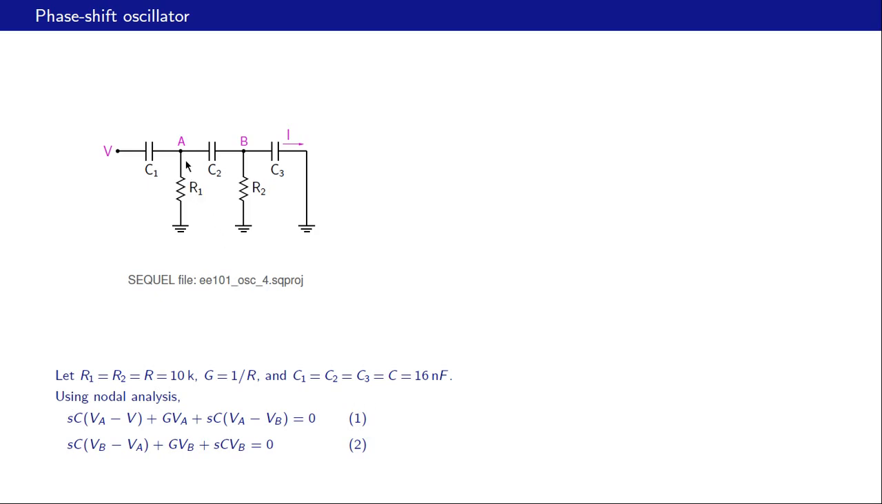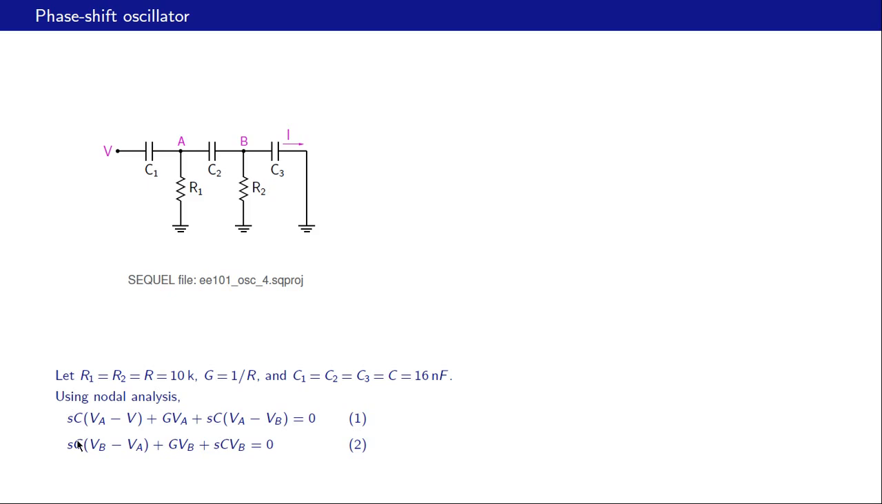So at node A we have three currents, that, and that. What is this current? It is VA minus V times SC1. C1 is the same as C. That is this term here. What is this current? It is 1 over R1 times VA. That is the same as G times VA, where G is 1 over R1, which is 1 over R. And this current, that is VA minus VB times SC2, which is the same as SC. So that is the third term over here.